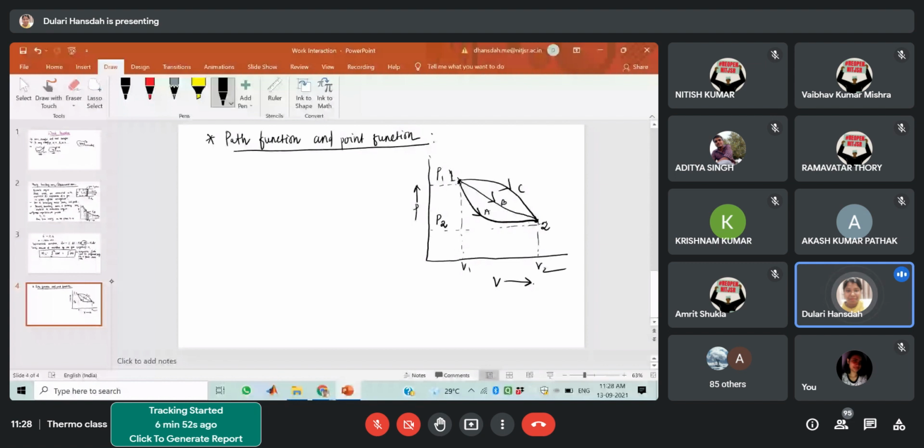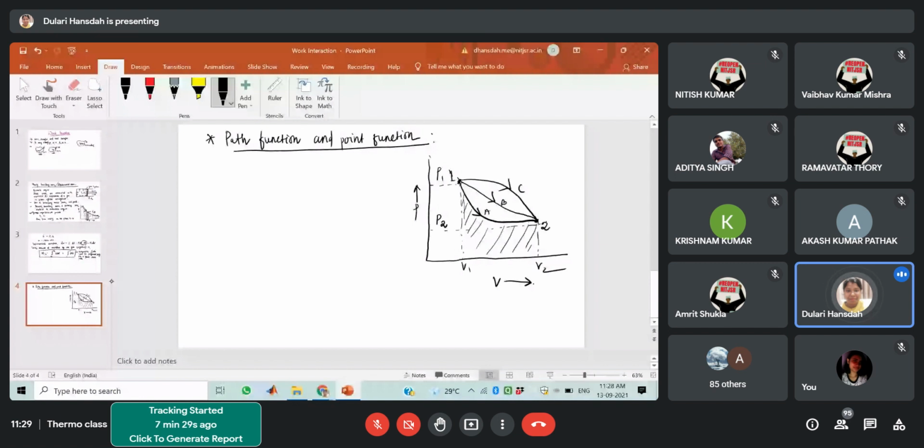The area under this curve, meaning the area under this path, is what we call the work output, right? If you observe here, there are three different quasi-static paths: A, B, and the last one is C. In each case, the area under the path is not the same. In this case we get less work, whereas we get more work in the case of path C.